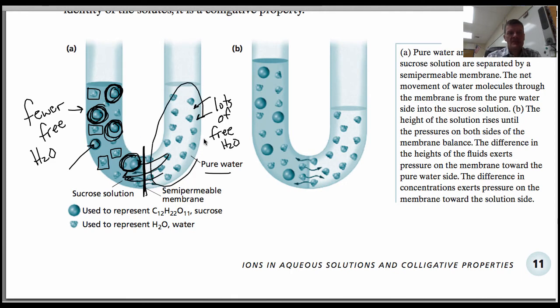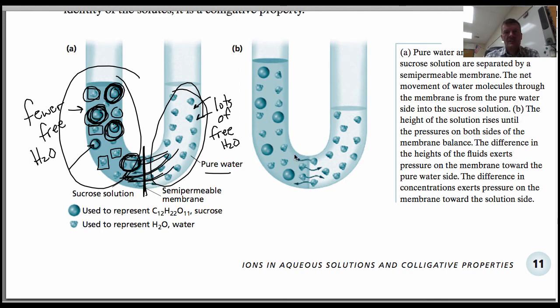There are lots of free water molecules here. There are not very many free water molecules here because so many of them are surrounding and attached to the sugar molecule to dissolve it. And so it wants to balance that. It wants to have equal numbers of free water molecules. It wants to equal that out. So there's going to be a push for water molecules to go to the side that has a higher concentration of sugar to try to dilute it to make it more balanced.